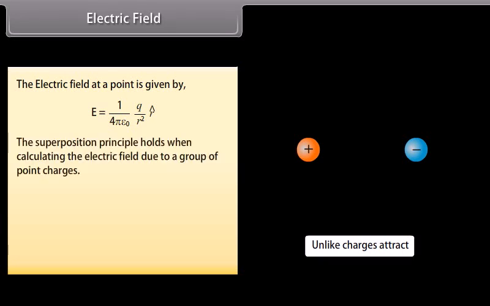The superposition principle holds when calculating the electric field due to a group of point charges. E is equal to E1 plus E2 plus E3 and so on till En. This equation can be written as E is equal to summation from i equals 1 to n of 1 upon 4 pi epsilon naught multiplied by Qi upon R Pi square into R Pi cap.